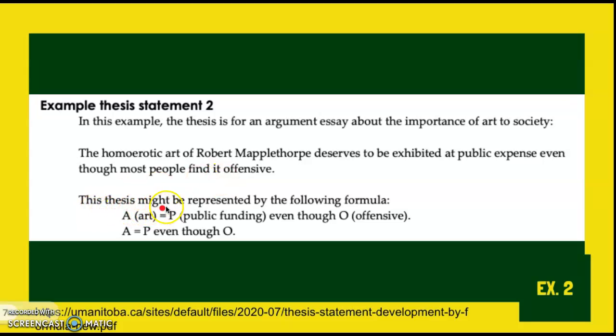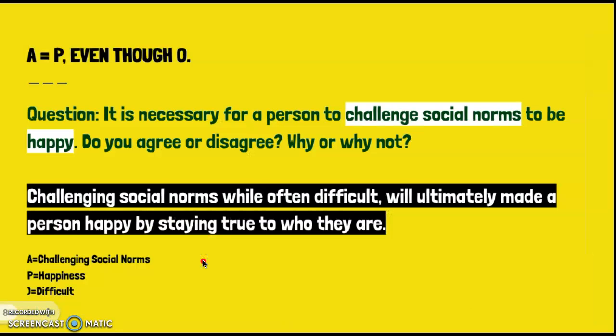So this thesis statement might be represented by the following formula: A, which is art, equals P, public funding, even though O, offensive. A equals P even though O. Okay, so how that would play out in constructing a thesis statement could be like this.